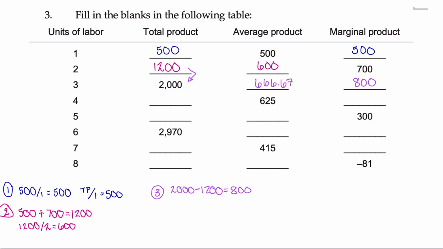If our average product is 625, then we are going to have, orange is the next color. We're going to have 625 times 4, which is 2500. And that's going to be our total product. And then from here to here gives us our marginal product of 500.